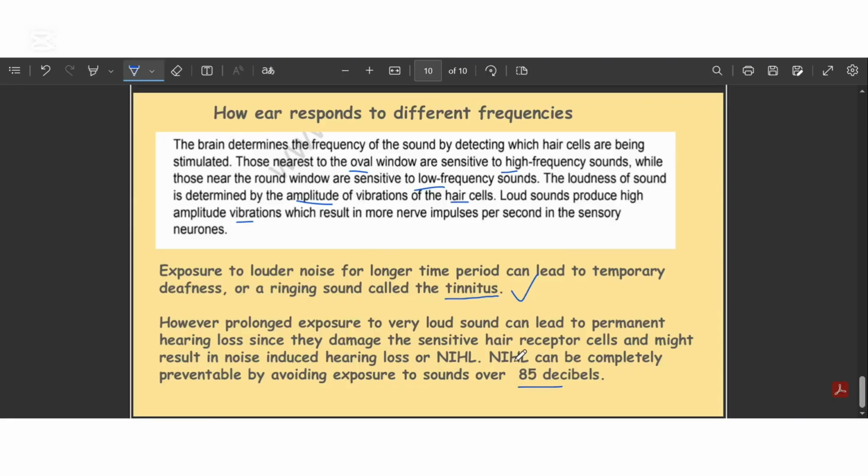And NIHL, the noise induced hearing loss, can be completely prevented by avoiding exposure to sounds over 85 decibels. Sounds lower than 75 decibels are unlikely to cause any harm. So the ear is very sensitive to these sounds, and hence we should always be aware of what type of sounds we are exposing our ear to so that we do not cause any damage to it. It is a very sensitive organ and a very important organ of the body.